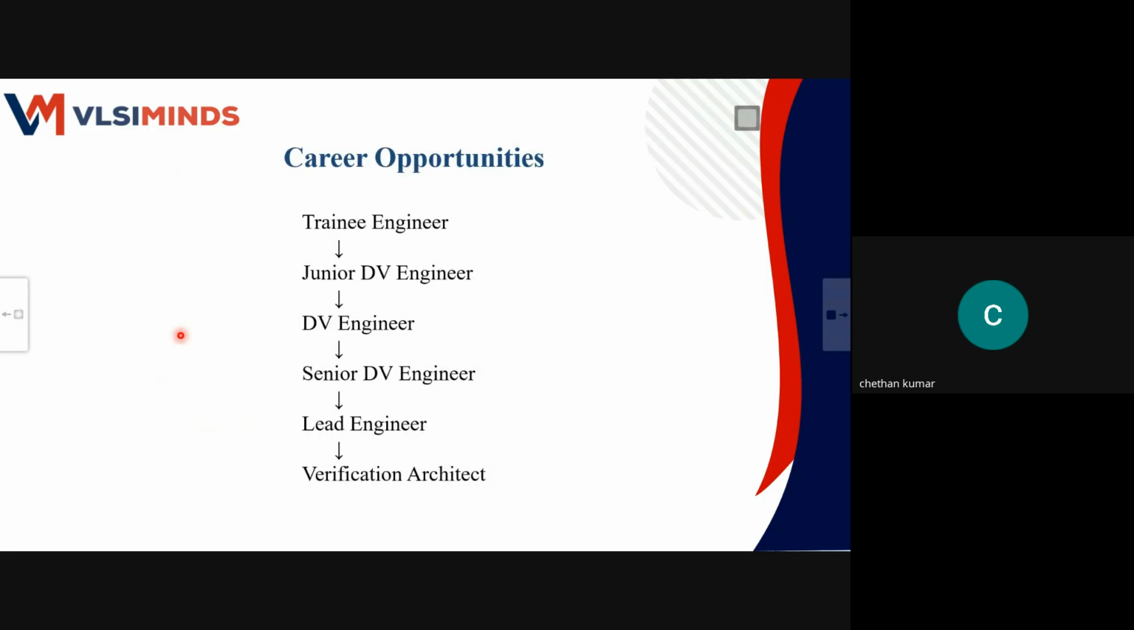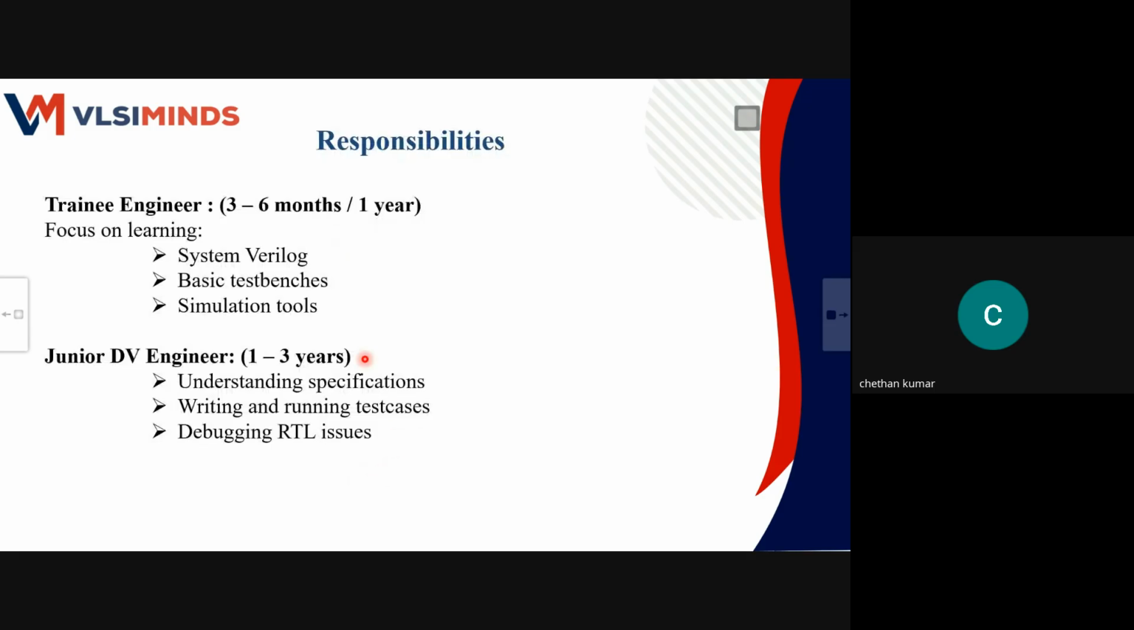Okay, if you ask me what career opportunities you are going to have in the design verification role: at the start, you will be taken as a trainee engineer. After that, you can move to the DV engineer role. After DV engineer, senior engineer and lead engineer, and the topmost hierarchical level is verification architect. The trainee engineer means, if you apply for any internship in any company, they will take you as an intern. Intern means they will give you some small tasks to assess you.